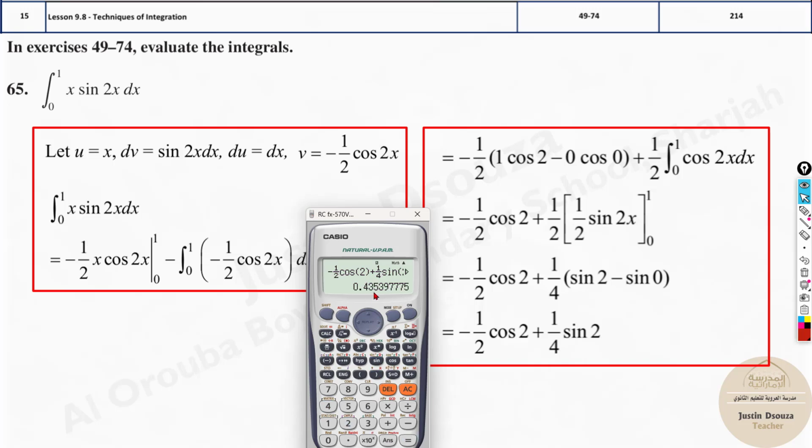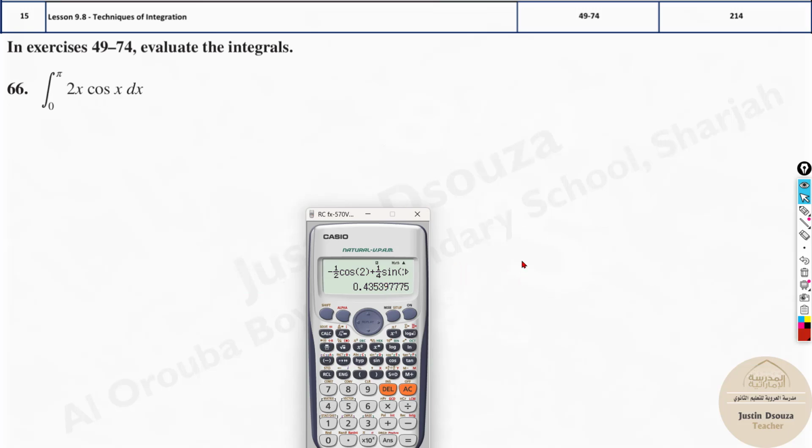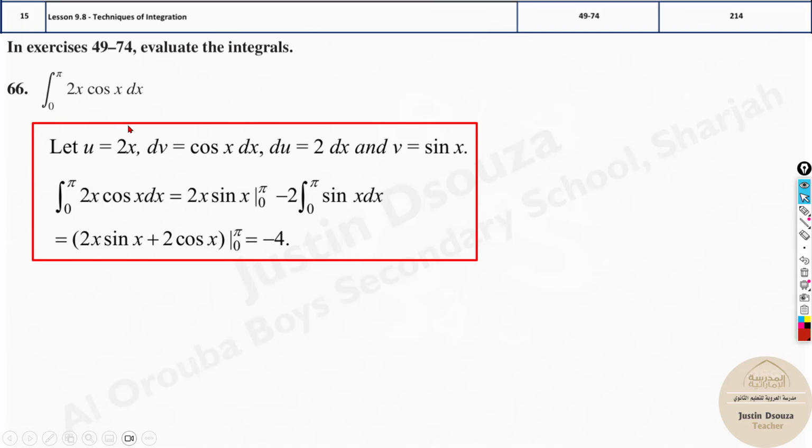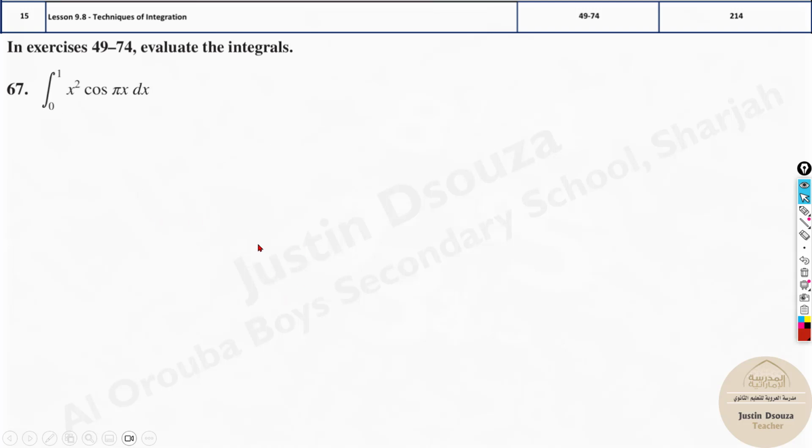So this value should and must match what we got, and it matches. That's how we check these answers. Here also it's the same thing. Since it's in radian mode, you can directly put pi and check. That's absolutely fine. And over here, if you do this, you'll directly get -4.